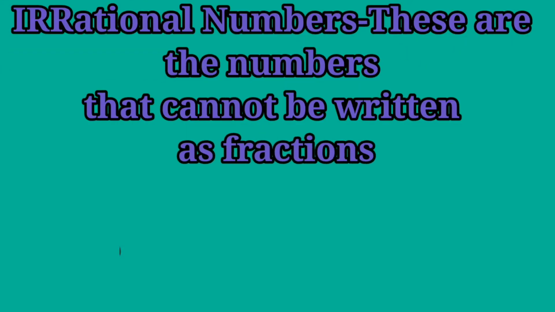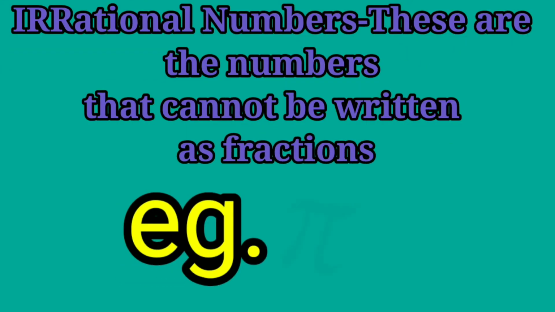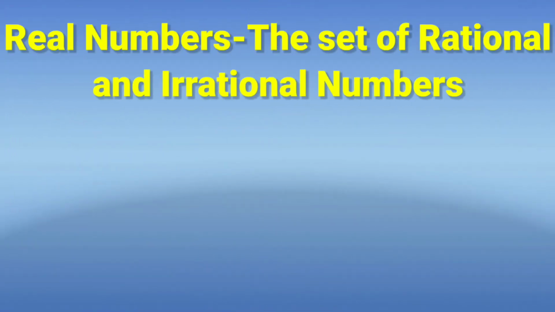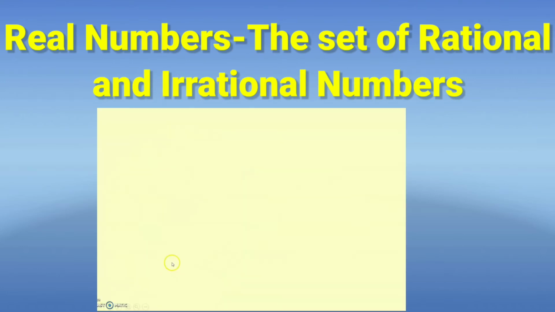Irrational numbers are numbers that cannot be written as fractions, like pi. That's an interesting one. Alright, so let's break this down together now. Real numbers is a set of rational and irrational numbers combined, like this.